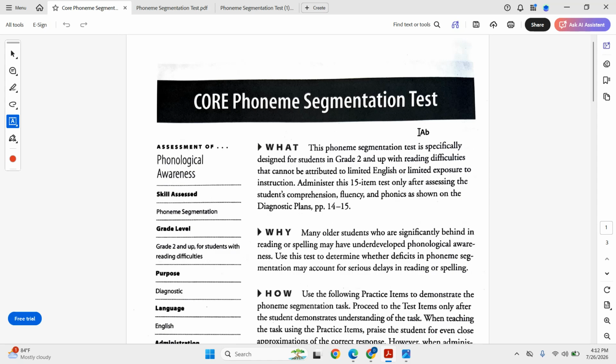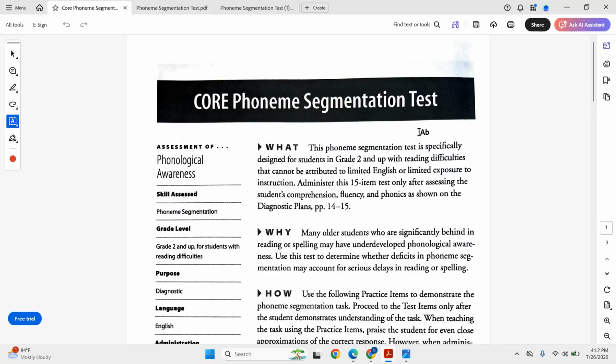Now, if those assessments indicate ongoing reading concerns, this diagnostic, the Core Phoneme Segmentation Test, will measure and help to determine whether deficits in phoneme segmentation are the underlying cause.